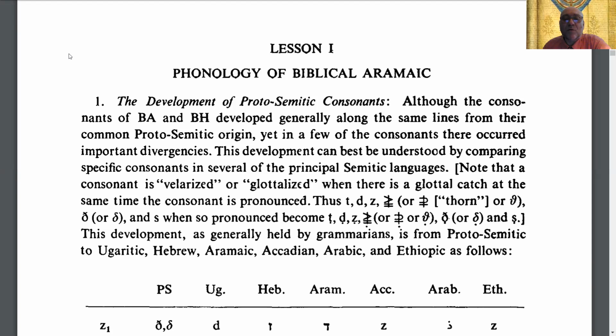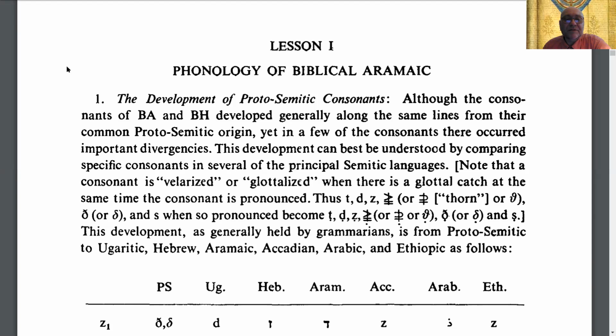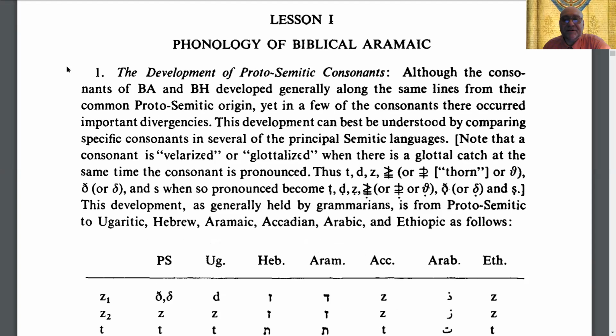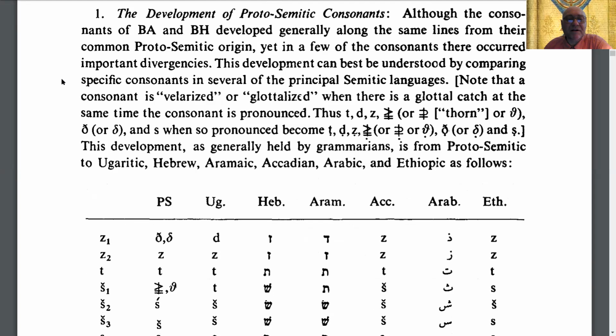So this is Lesson 1, Phonology of Biblical Aramaic. The development of Proto-Semitic consonants. Although the consonants of Biblical Aramaic and Biblical Hebrew develop generally along the same lines from their common Proto-Semitic origin, yet in a few of the consonants, there occur important divergencies. This development can best be understood by comparing specific consonants in several of the principal Semitic languages.